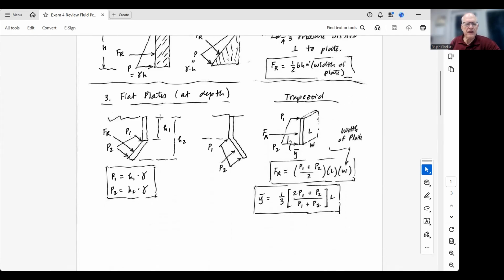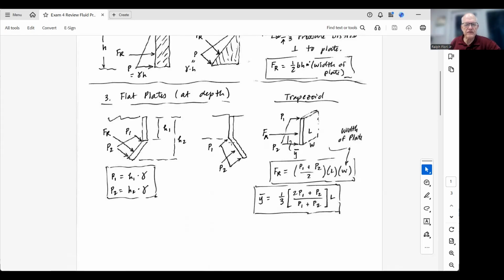If you have flat plates that do not reach the surface, that exist at some depth, then the pressure at the top of that plate is a P1 that's equal to h1 times gamma. And the pressure at the lower edge of the plate is h2 times gamma. And you end up with a trapezoidal pressure distribution on that plate. And then, of course, it extends into the board, some width of the board.